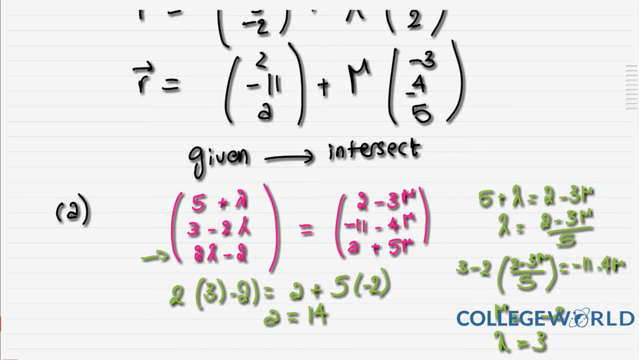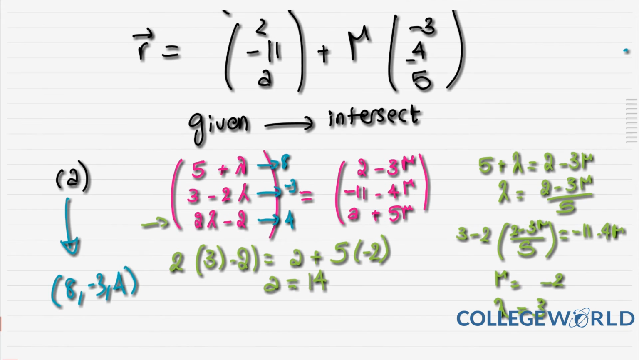So you just replace for lambda and mu, and you do it here. For each one, this is going to equal 5 plus 3, which is 8. This is going to be 3 minus 2 into 3, so 3 minus 6, it's going to be minus 3, and this is going to be 2 into 3, 6 minus 2, which is 4. So the coordinates of the point for part A are 8, minus 3 and 4.